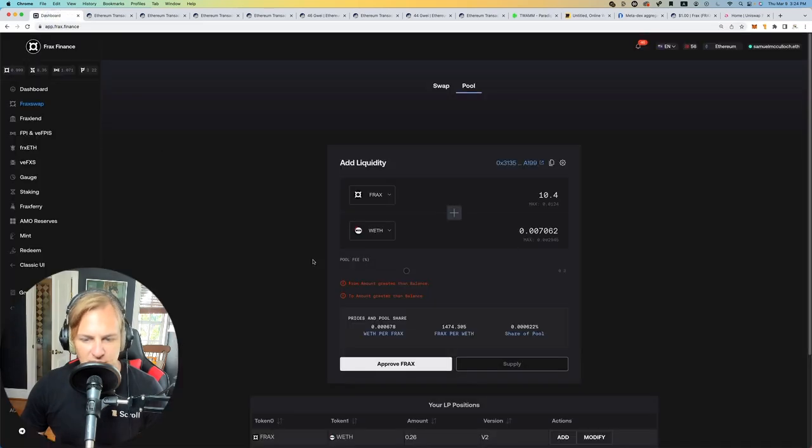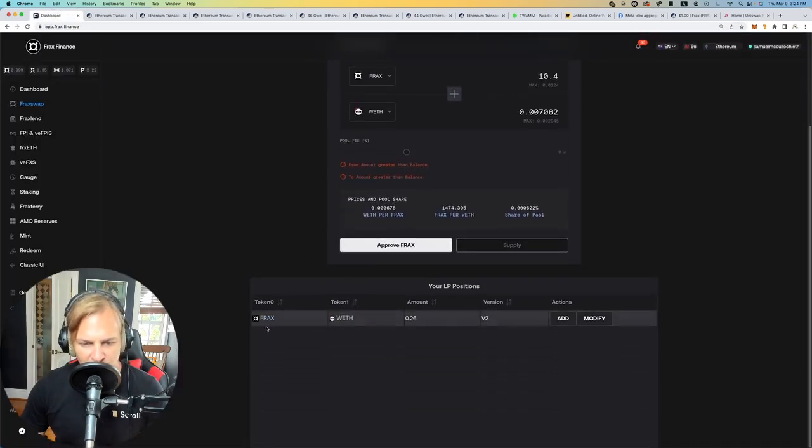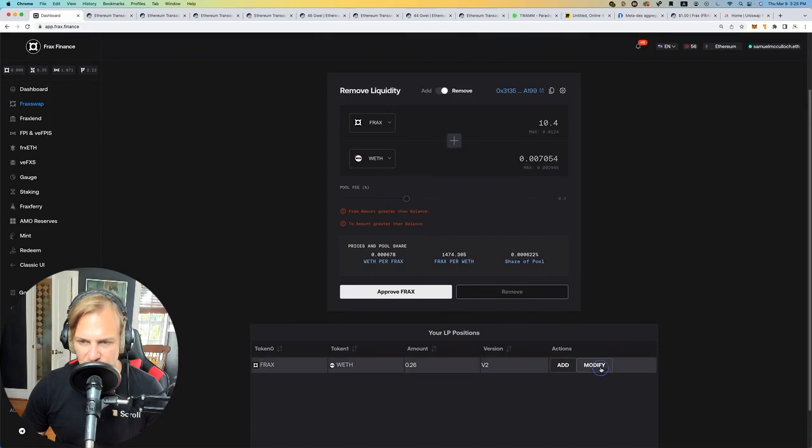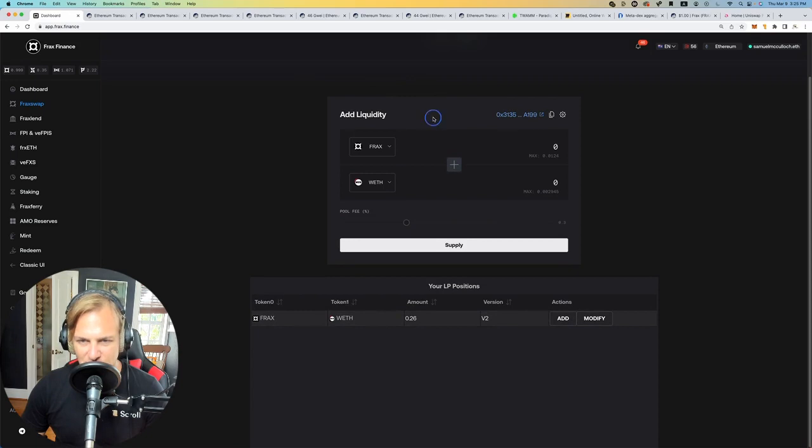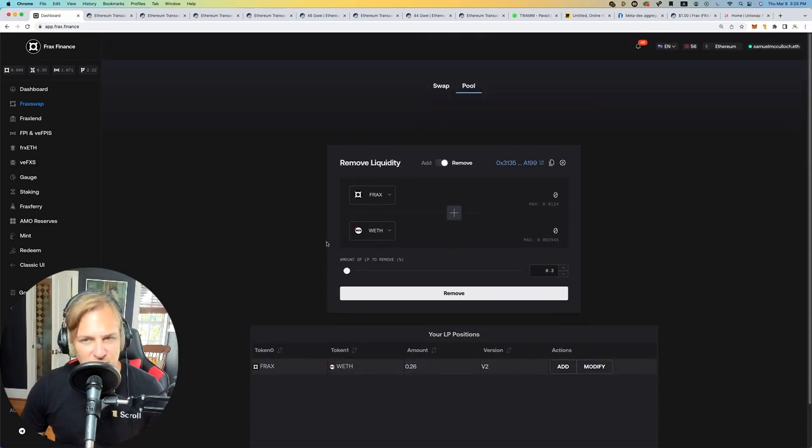So now, when I look down here, I can see that I have a Frax and WETH LP position for 0.26. It's version 2. And now I can either add or modify. I think modify is like remove. Okay, interesting. That's an interesting way to have liquidity be removed. To have to come down here because the add button goes away. Must be another bug. So that is what it is.